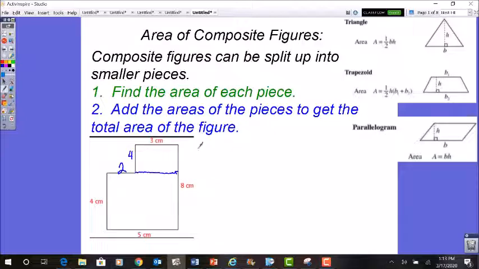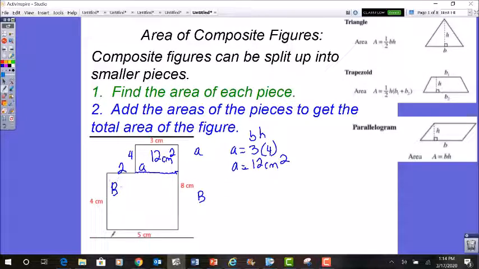So, for me to get the area of this first piece, let's call this piece A, and we'll call this piece B. Alright? So piece A, we're going to find the area of that piece, which is just base times height, which we have is 3 times 4, okay? Base times height. And that would just give us an area of 12 centimeters squared. So I'm going to put a 12 in here. So this one is 12 centimeters squared. Now let's do shape B.